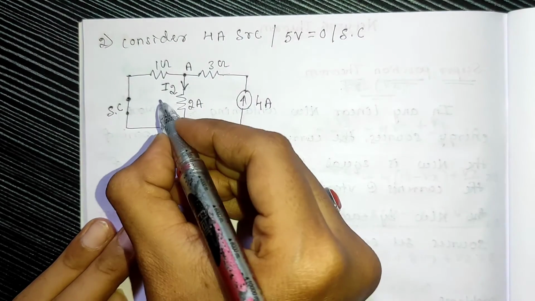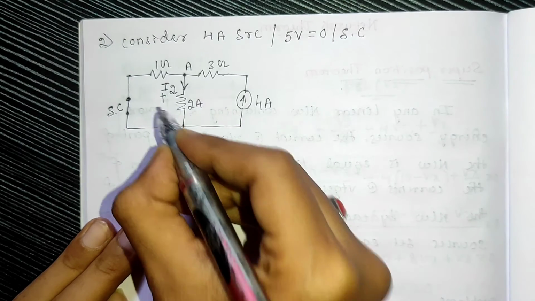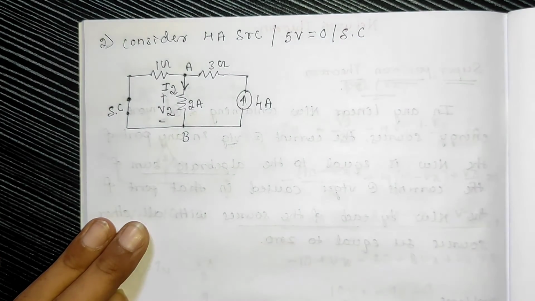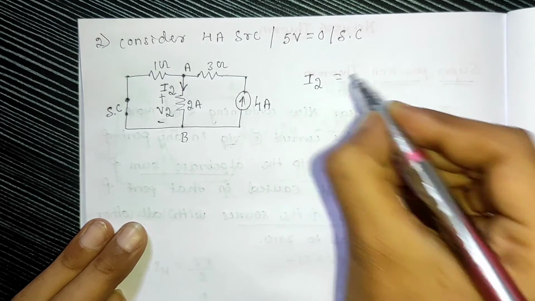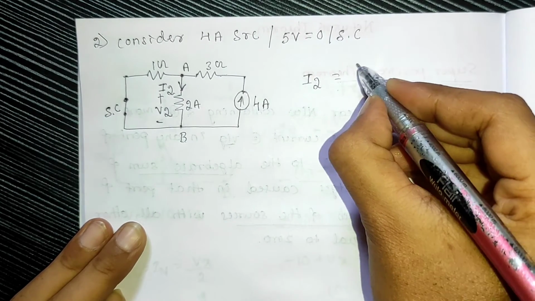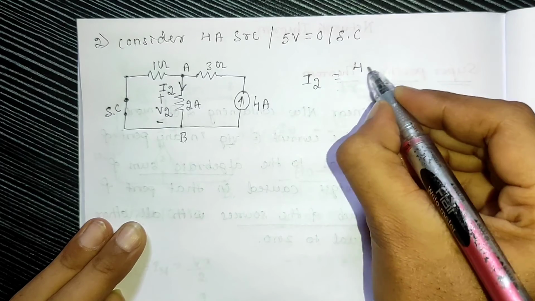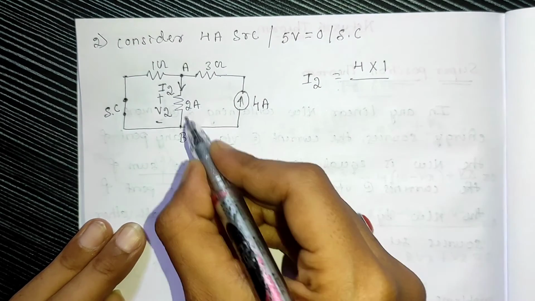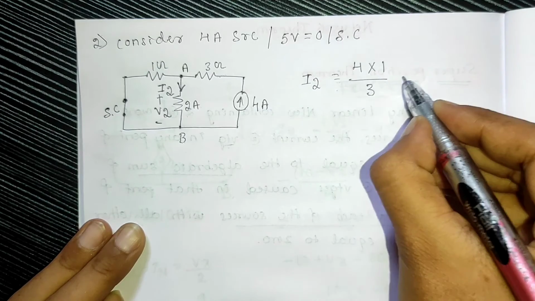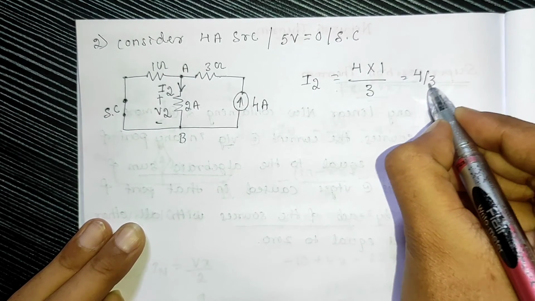Okay. So the voltage across here is V2. Here I2 equals the total current 4 ohm into the opposite resistor 1 divided by the sum of resistors 3. That is equal to 4 divided by 3 ampere.